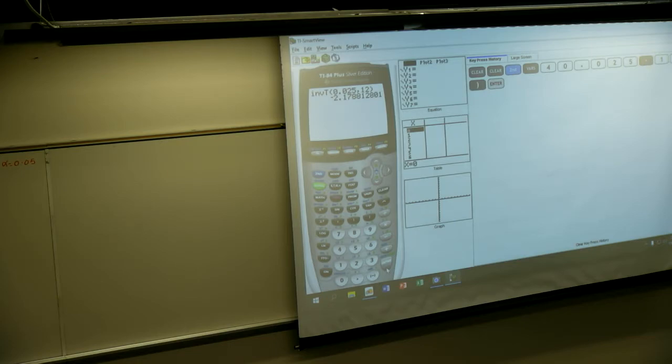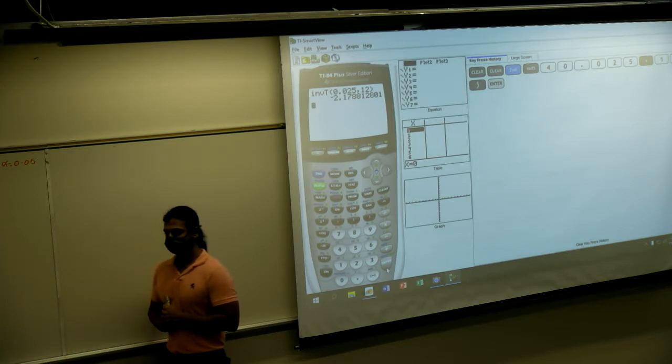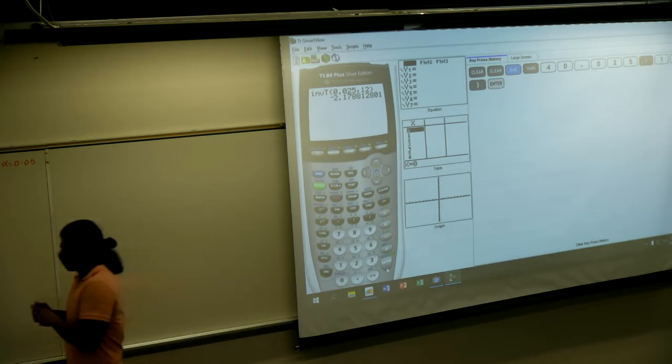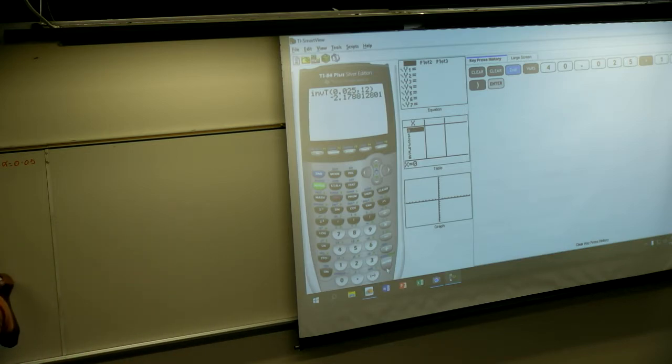I get negative 2.179. I want you to take a guess as to what that value would be on the right hand side. Positive 2.179. But if you want to verify, you can use your calculator. Option 4, what should we plug in to get the positive critical value? 0.975.